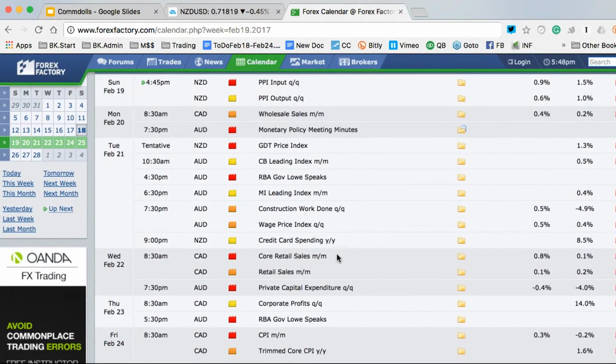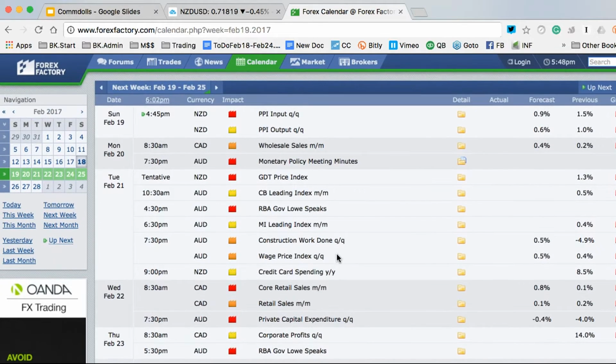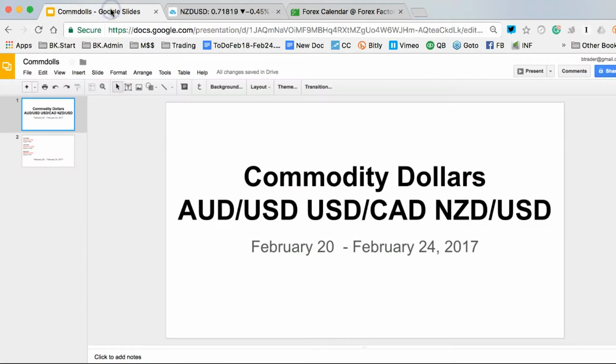and more Governor Lowe conversation on Thursday. So if you look at event risk, there is much greater event risk on the side of commodity dollars, but none of it seriously market moving. It'll be interesting to see if any of it has any general impact on the trade. For now, though, the commodity dollars really remain very, very compressed.